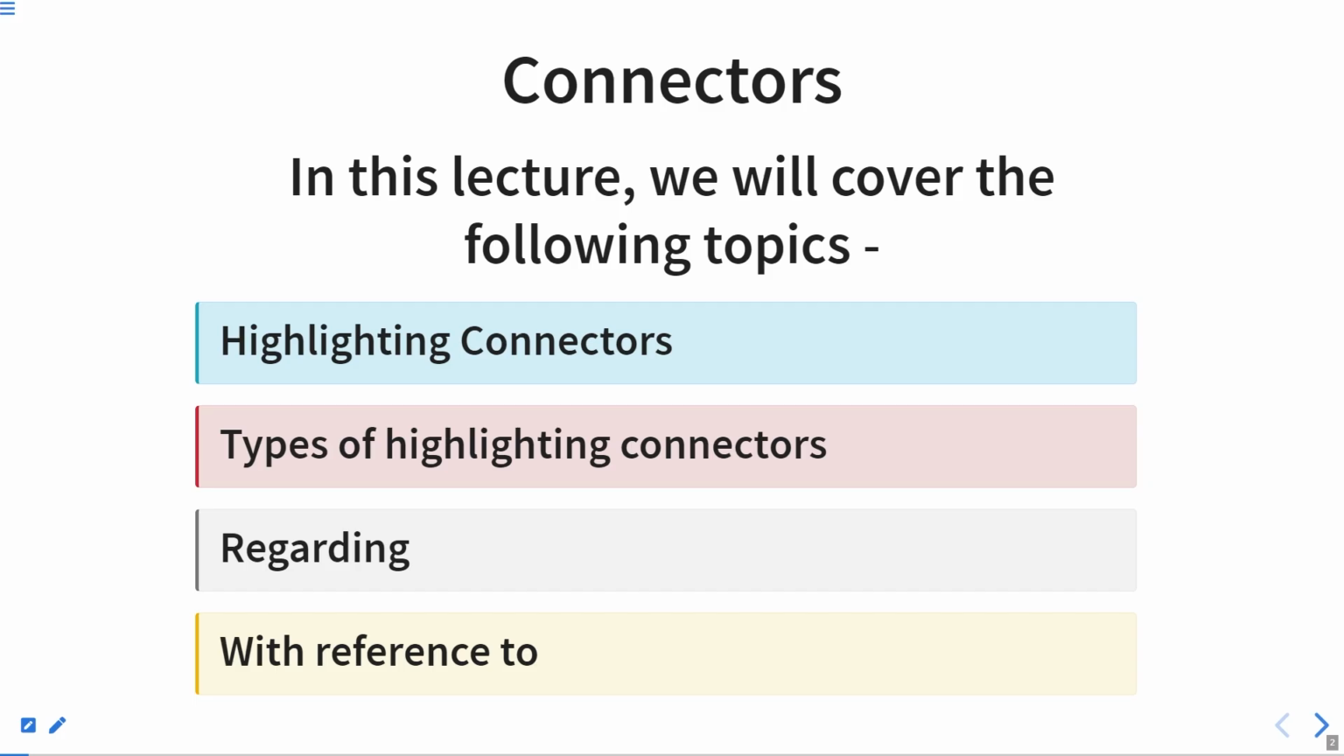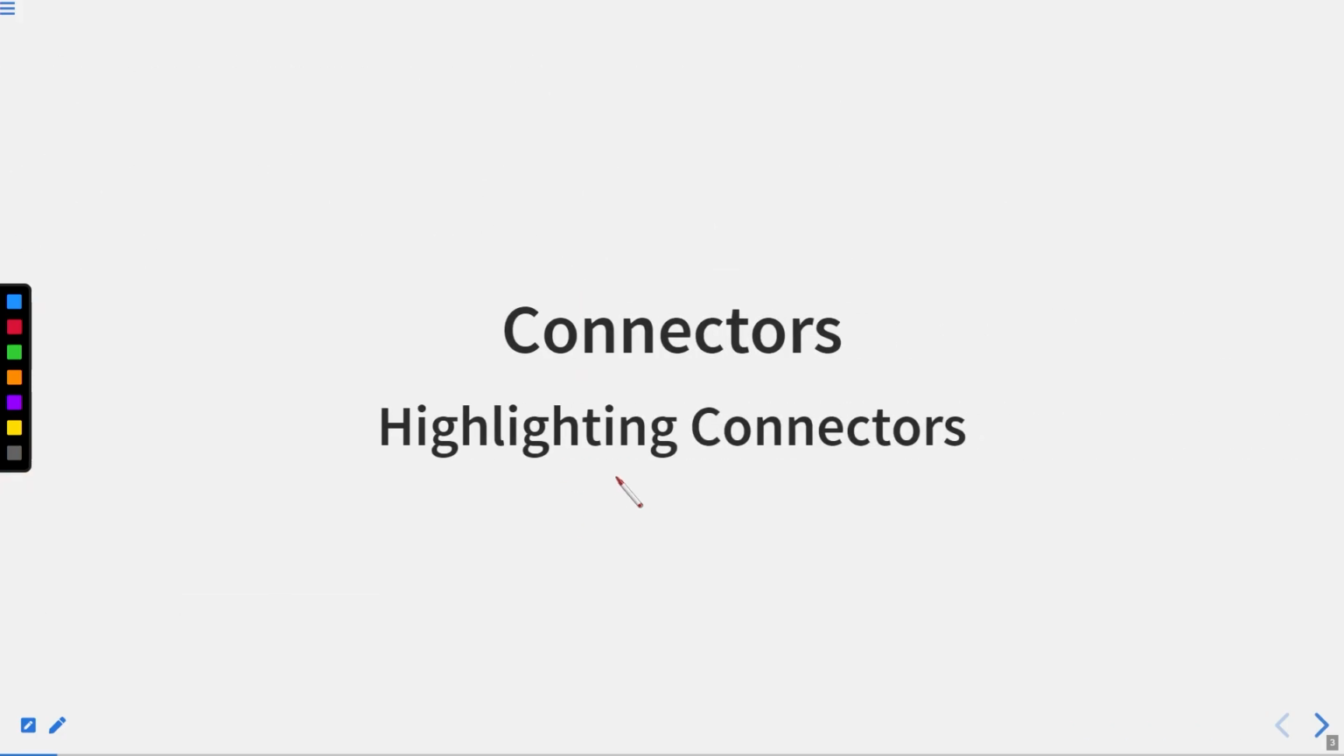In this lecture, we will cover the following topics. First of all, we'll discuss highlighting connectors, and after that, we'll discuss types of highlighting connectors. We'll read two of the types, that are regarding and with reference to. So first of all, let us discuss what are highlighting connectors.